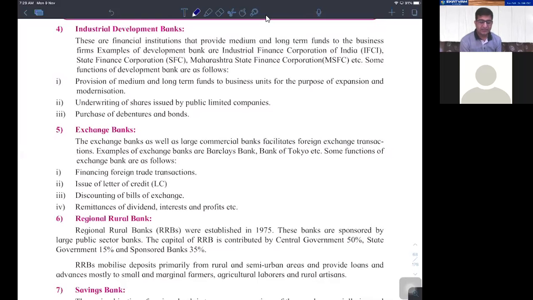Industrial development banks are basically organizations formed for the purpose of developing industries in our country. Like हमारे यहाँ जो MIDC होती है, जैसे महाराष्ट्र की बात करूं, महाराष्ट्र इंडस्ट्रियल डेवलपमेंट कॉर्पोरेशन, यहाँ अगर आपने इंडस्ट्री लगाई तो you can borrow the funds from the SFCs, you can borrow the funds from IFCI, you can borrow the funds from MSFC.